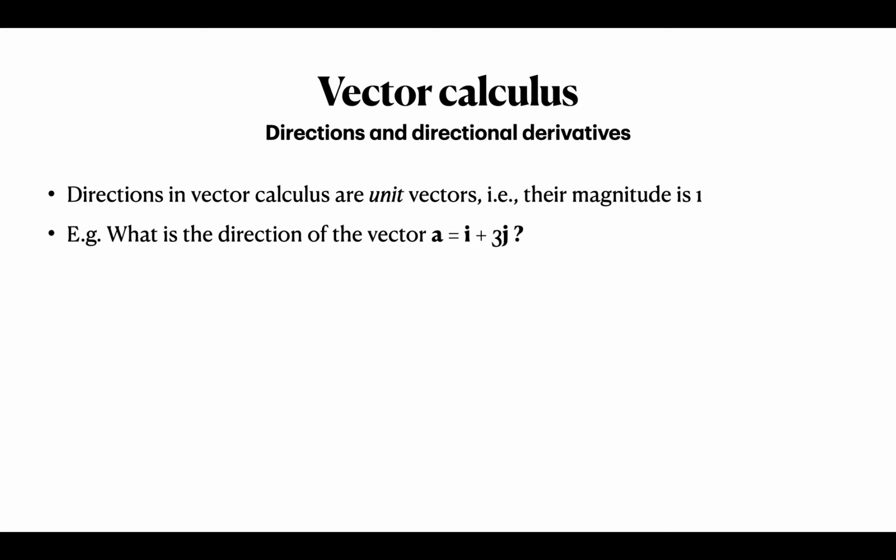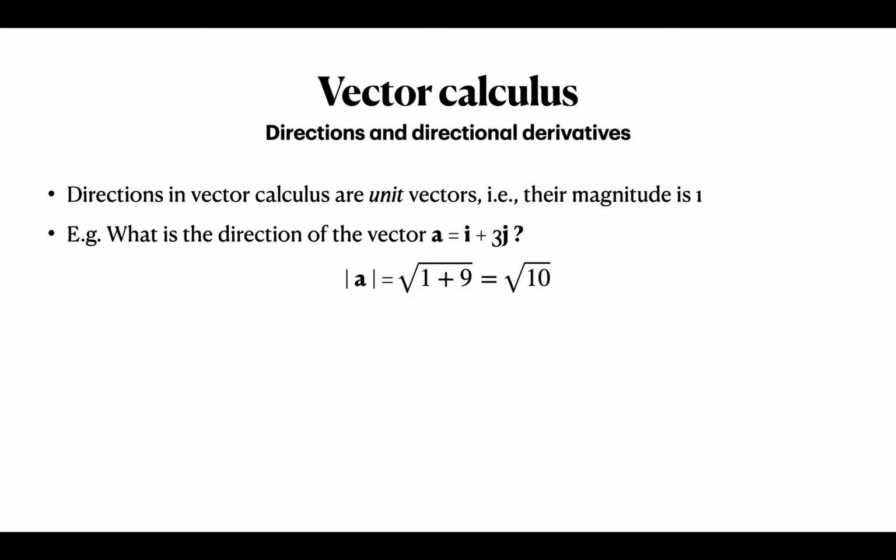So, for example, now if you look at this vector here, it's i plus 3j, and I want to see what's the direction associated with this vector. Now, remember, vectors have two quantities associated with them. They've got a magnitude and a direction. And now, what a direction in the context of vector calculus means is that it's a unit vector. So in this case, we see that this is not a unit vector, because if you calculate the magnitude of A, you get the square root of 1 plus 9, which is root 10.